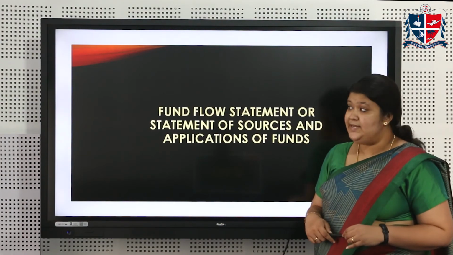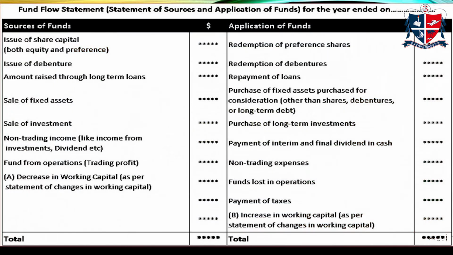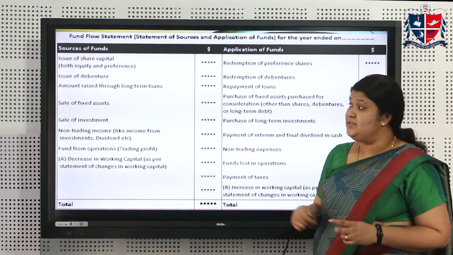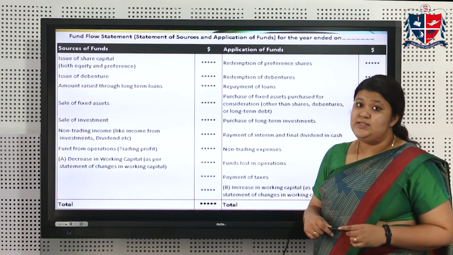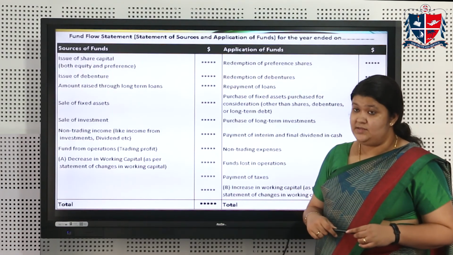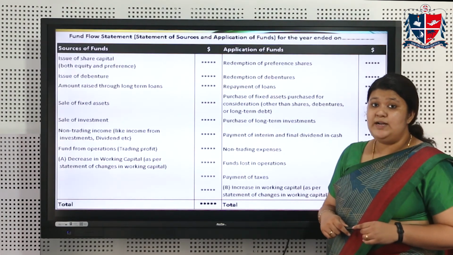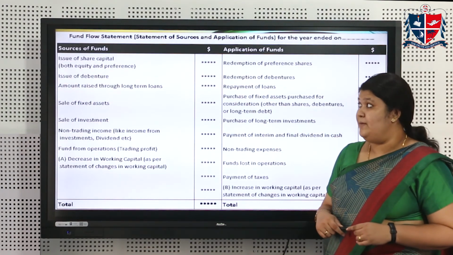Now we'll move to the last step, which is the fund flow statement, or the statement of sources and application of funds. This is the format of a fund flow statement. In this, we can see the various sources of funds and the various applications of funds. Examples of sources of funds are issue of share capital, issue of debentures, sale of fixed assets, sale of investments, other non-trading incomes, fund from operations, etc. And these are the applications of funds: redemption of debentures, redemption of preference shares, purchase of fixed assets, purchase of investments, etc.